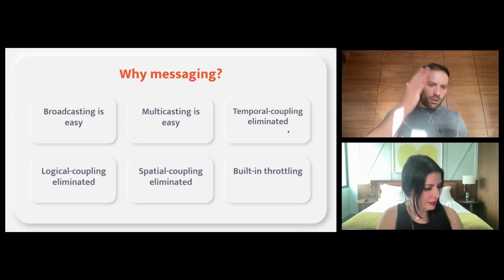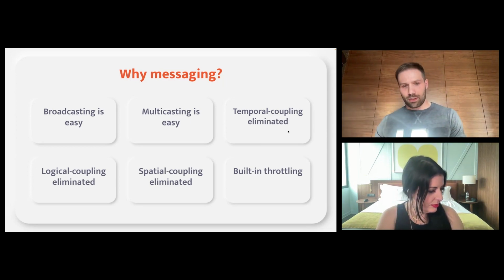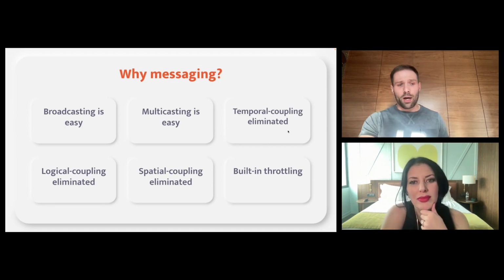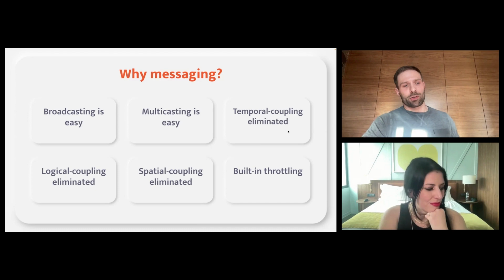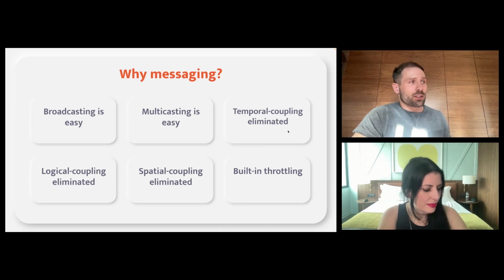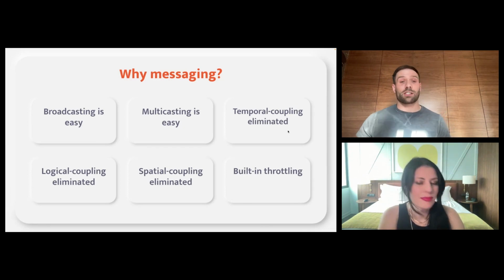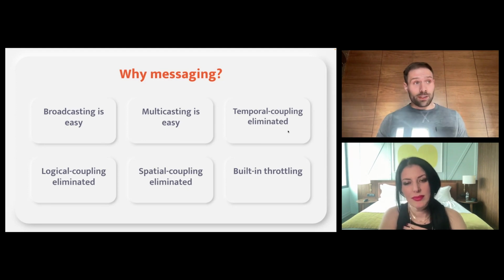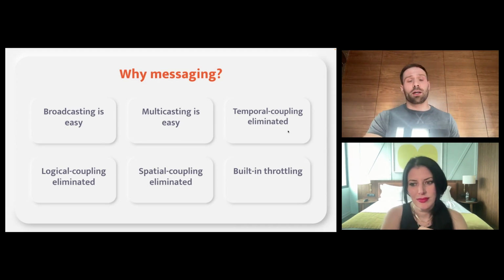Otherwise, I would have to call all of those interested parties, and if one of them is down, or if one of them is down performing, it might affect somehow my internal business process, right? So broadcasting, sending information to all of the interested parties is easy. Multicasting, so just picking some of the interested parties is also easy. Sending to multiple consumers, it's easy, right?